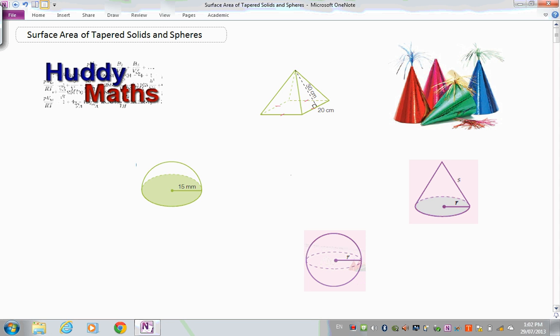Hey, I guess you knew this was going to happen. We've been doing surface area and volumes of the figures with regular or uniform cross-section. Now, what if they're tapered? There are some interesting shapes, like a pyramid.